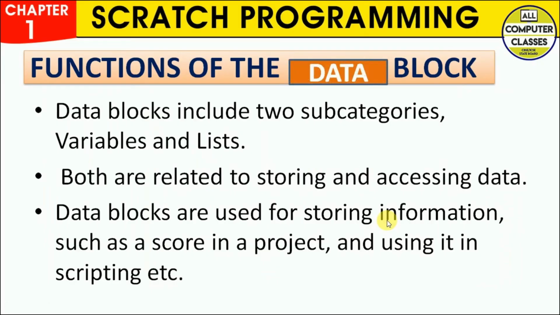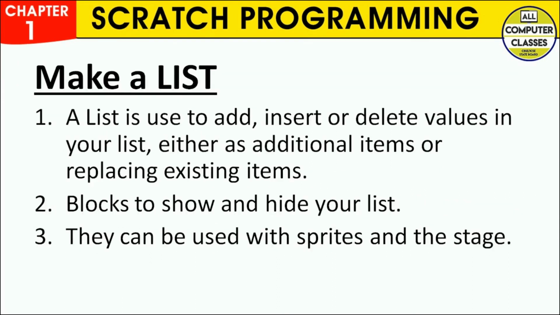So you know what the data block is. It includes 2 options, variable and list. Both are related to storing and accessing data. You just saw how we add the data, store it and access it. So it is used for storing information such as score, values and more. Okay, so let's see the make list options. This option is used to add, insert, delete values in your list, either by adding items or by replacing the existing ones. So it's quite clear to you. We just saw that it provides us blocks to show and hide your list. Okay, so it can be used for the sprite as well as for the stage.